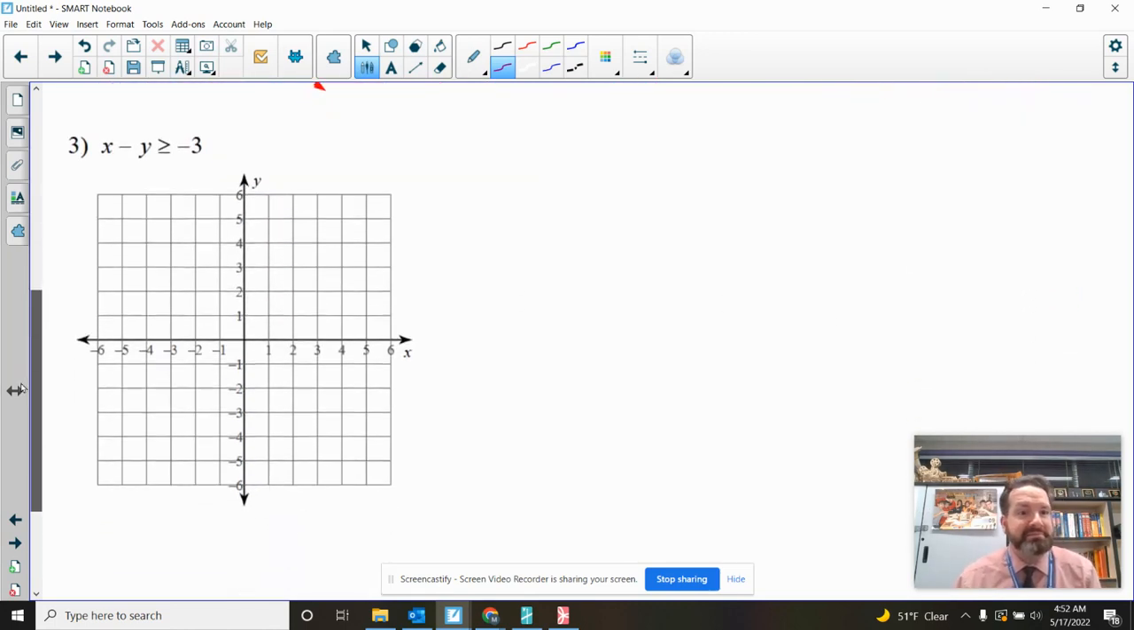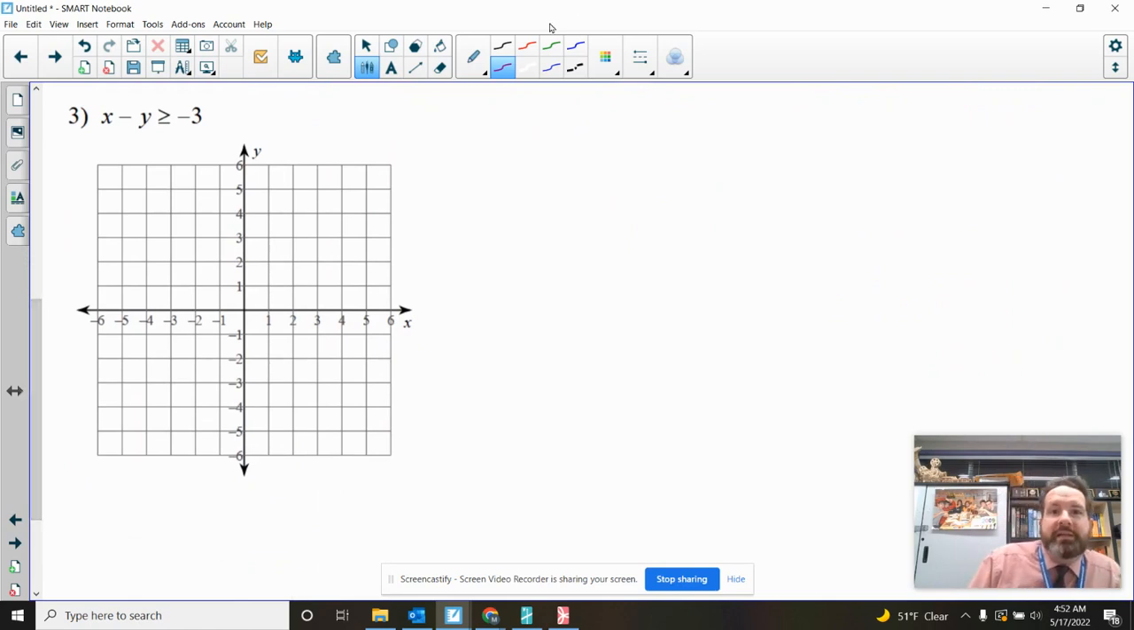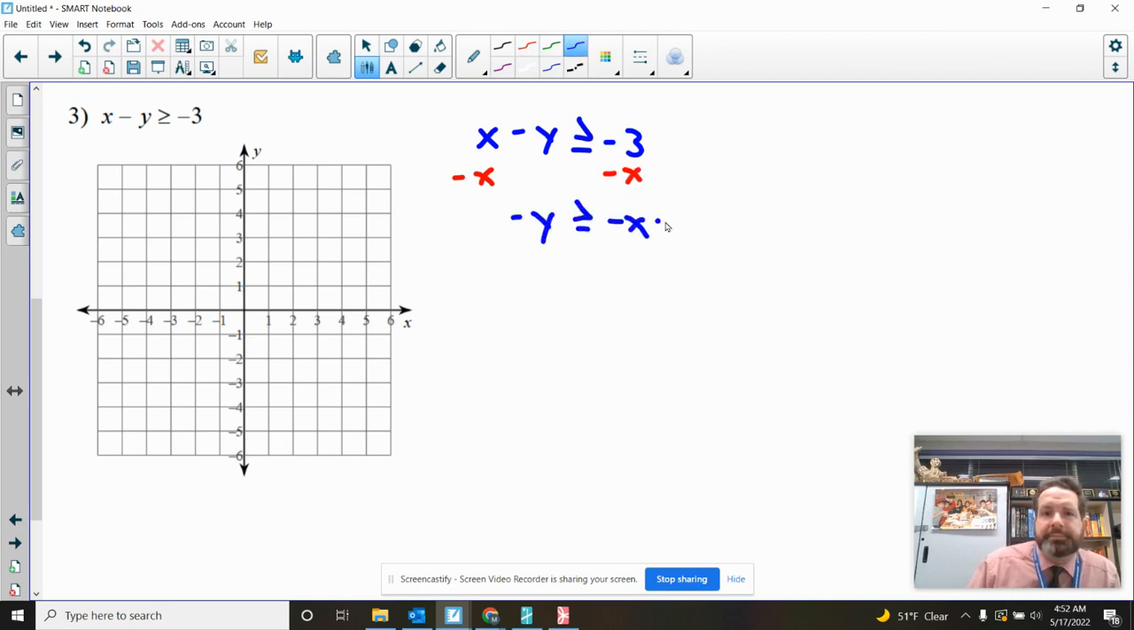All right, let's go again. Here we go, starting with x minus y greater than or equal to negative 3. Let's first move the x term over to the other side. And then, remember, when there's no number written, there's a little pretend imaginary 1 in front of the y. So let's, to finish, divide both sides by that negative 1.